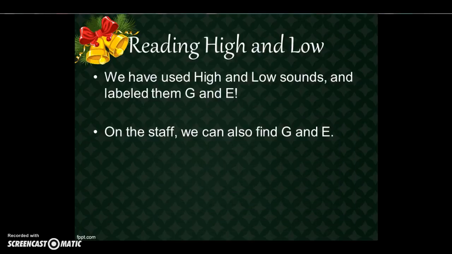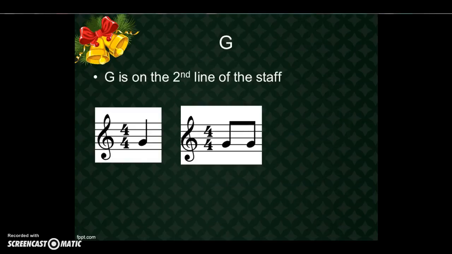So when we go to read high and low, we have used the words high and low sounds, and then we labeled them G and E. Now when we look at them on the staff, we have those specific lines that we are labeling them as G and E. So it's not just high and low wherever you want to put it anymore on the staff. It is a specific spot on the staff. So this is what it looks like.